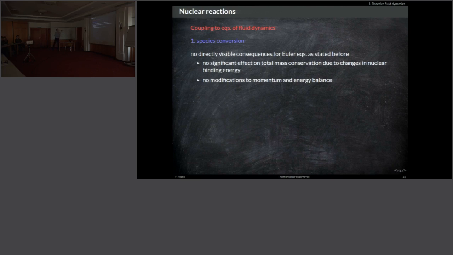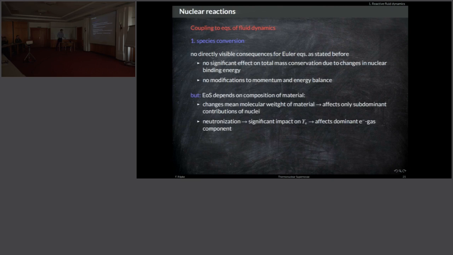Well, species conversion has, in principle, no directly visible consequences for the Euler equations as we stated them before, because the total mass of the system will not be much affected by nuclear reactions. So we have only very small changes due to changes in the nuclear binding energy, but it will affect the masses only very little. So this is not really what we need to model here. And there are no modifications in the momentum and energy balance obvious from just the species conversion.